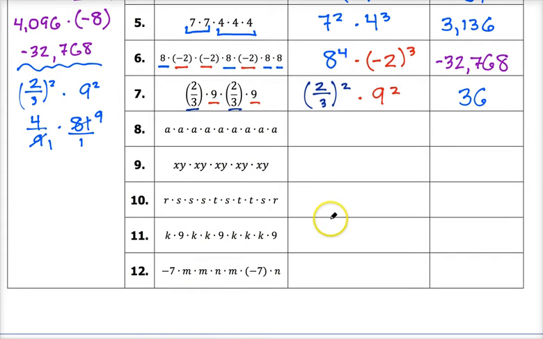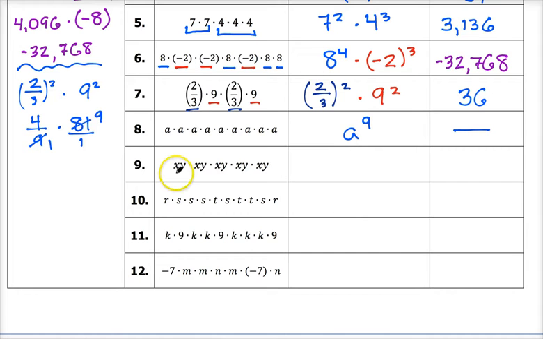You can also work with exponents when your bases are variables. Okay, so let's look at number 8 here. I have an a times itself 1, 2, 3, 4, 5, 6, 7, 8, 9 times. So that would just be a to the 9th power. And because I'm not telling you what a is, there's no value for that. Okay, it's just a to the 9th power.